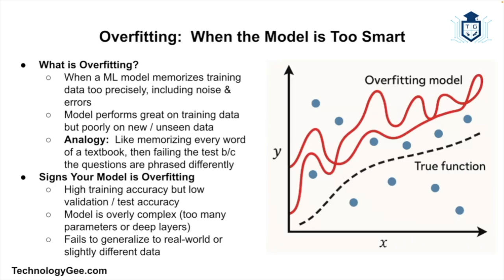You're studying for a history test by memorizing every single word from the textbook. Then on the test, the questions are phrased differently, and you have no clue what to do. That's overfitting in a nutshell. And here are some signs that your model is overfitting. If you have high accuracy on training data, if it has a terrible performance on test or validation data, or it's a very complex model with too many parameters or too deep a neural network.